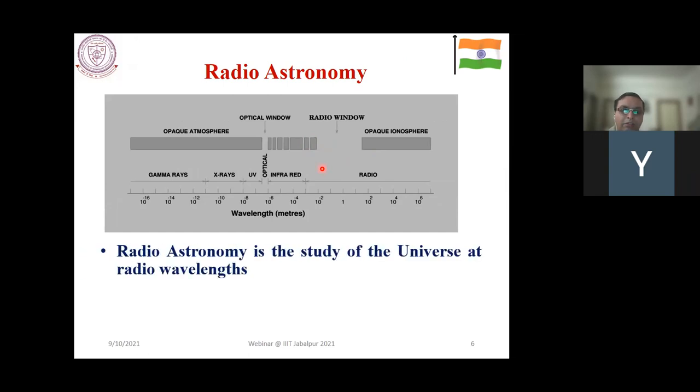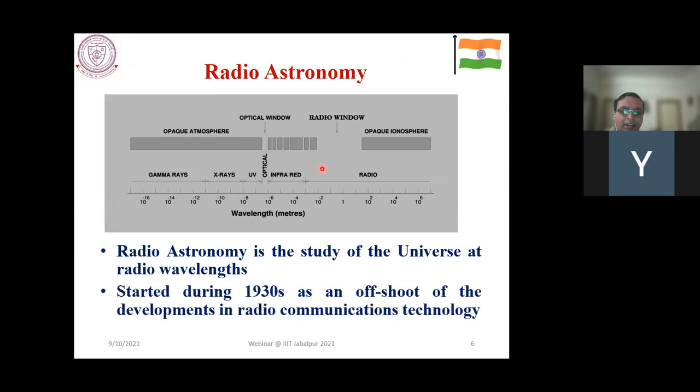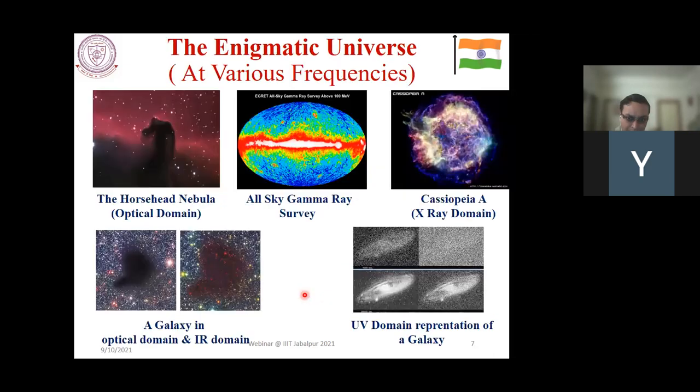Accordingly, what is happening, you can see over here. So you can think, it started long back in the 1930s as an offshoot of the developments in radio communication technology. I will come to this very soon. You can see some of the objects at various frequencies, the nebula, or the sky, gamma ray survey, or some other objects.